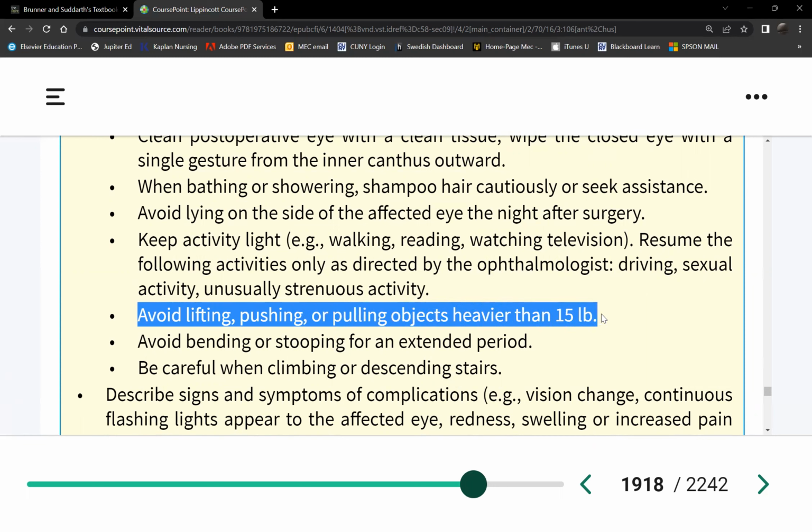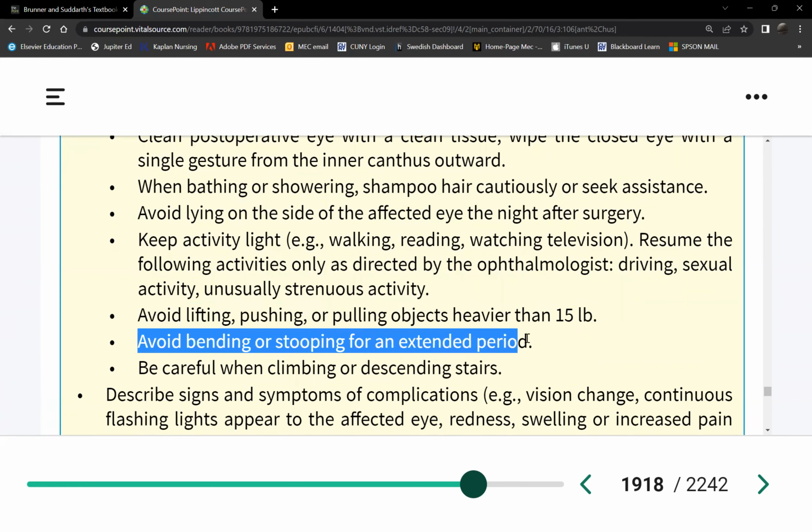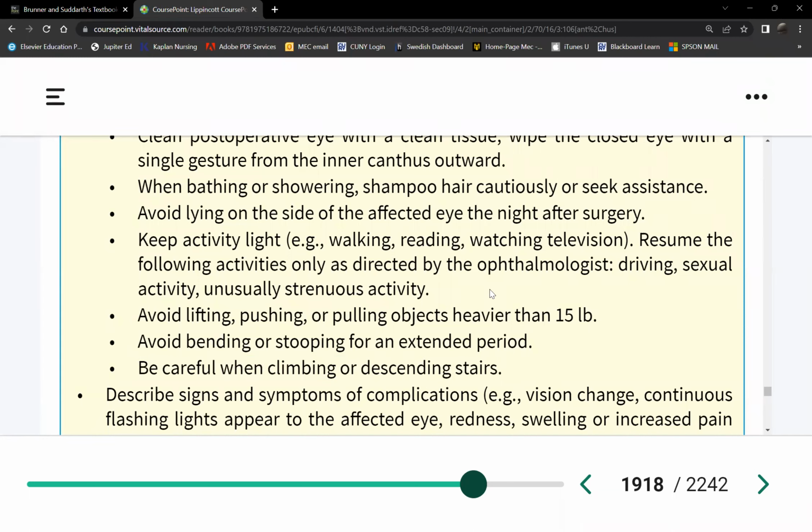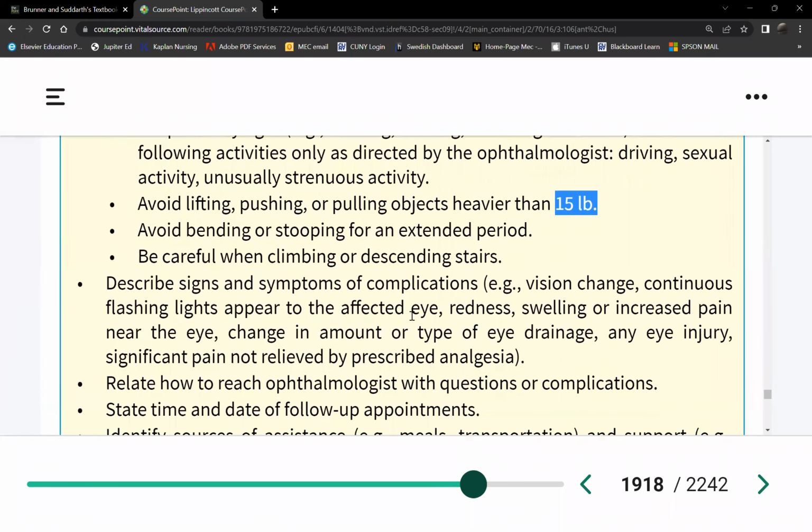So can you have sexual activity, sexual intercourse? No, because that's a lot of pushing and pulling. So avoid bending or stooping for an extended period. So can they go down and tie their shoelaces? Okay. No, because of the pressure. Again, be careful when climbing or descending stairs. What's the weight limit? 15 pounds.